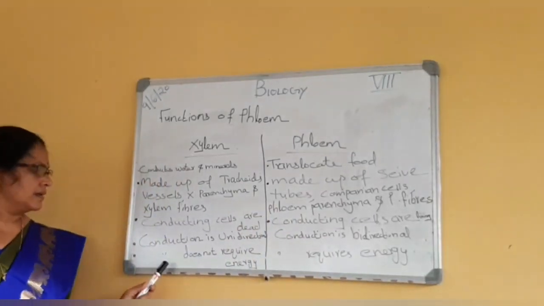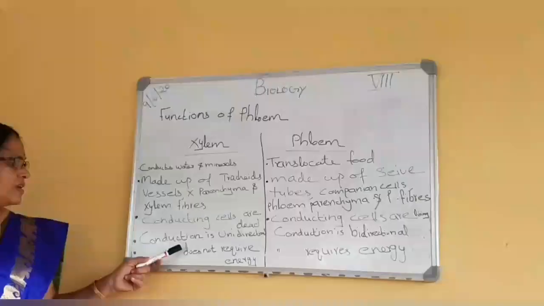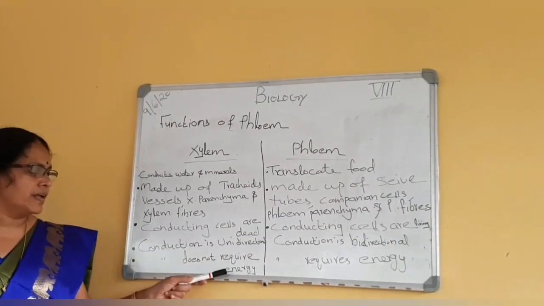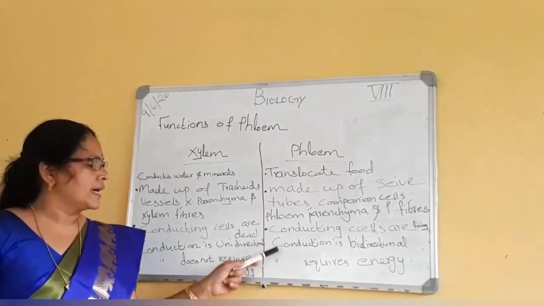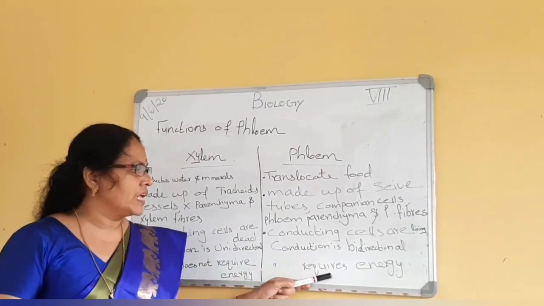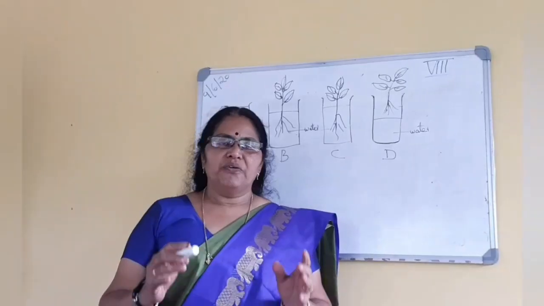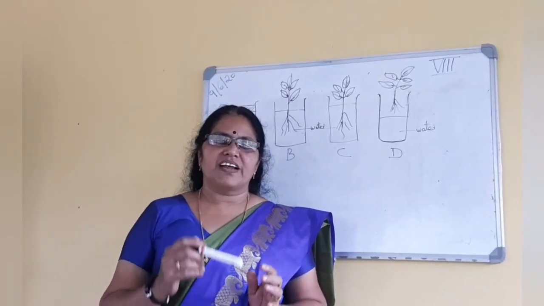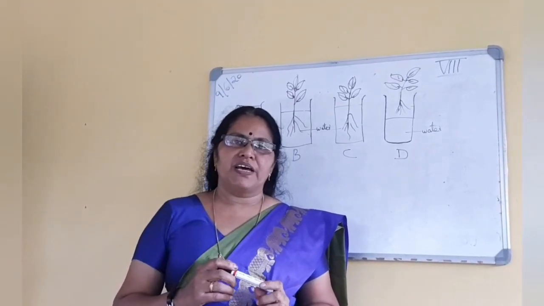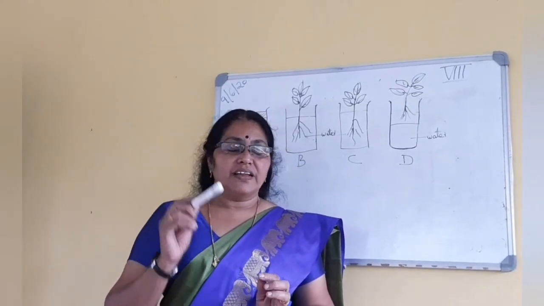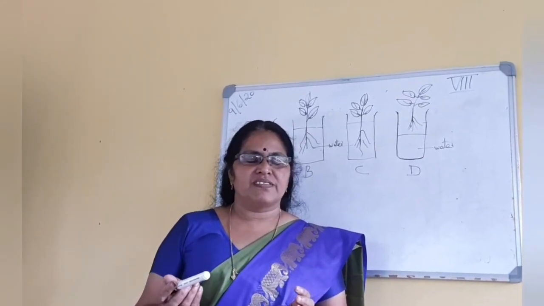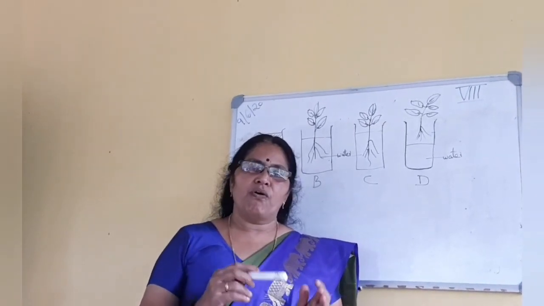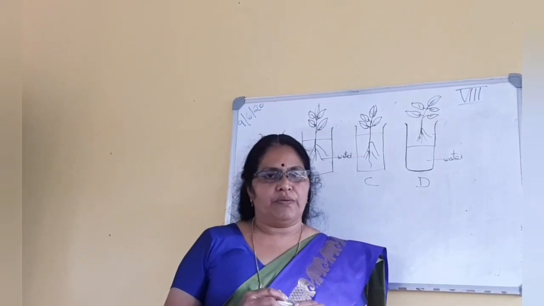And another difference between xylem and phloem is that conduction through the xylem does not require any energy, but conduction through the phloem requires energy. Now you know the roots of the plant absorb water from the soil, and this water is transported to the upper parts of the plant through the xylem, and that water is used for photosynthesis. After photosynthesis, the prepared food is transported to all other parts of the plant through the phloem.